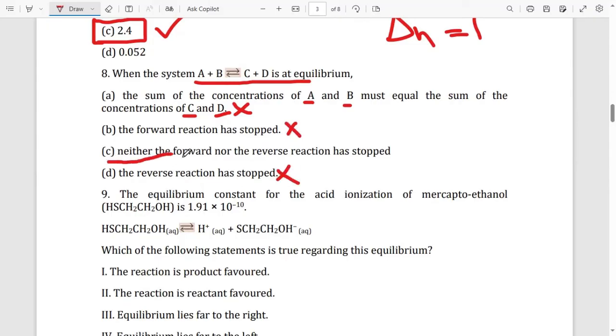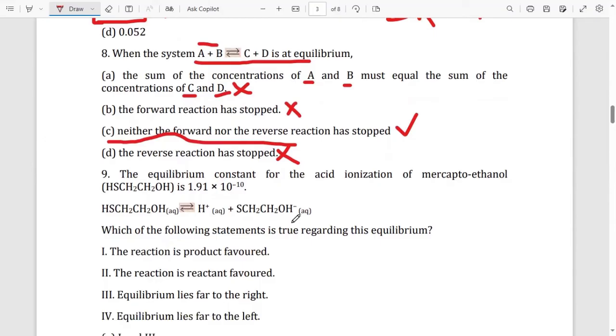So the correct answer here is C. Neither the forward nor the reverse reaction has stopped. They are just moving at the same rate. So meaning the rate at which you are making products is the same rate at which you are making the reactants. Okay, and when we say that the system is at equilibrium, the correct answer here will just be C.